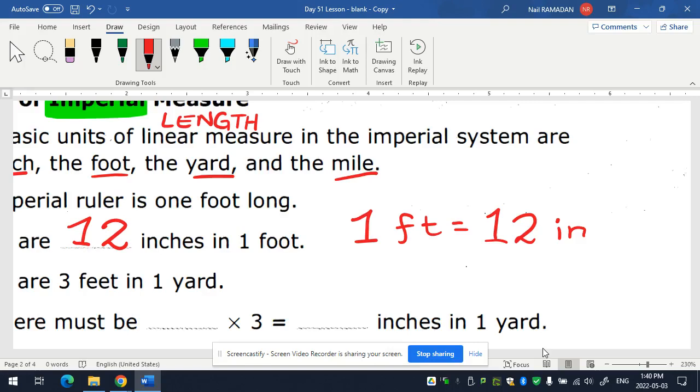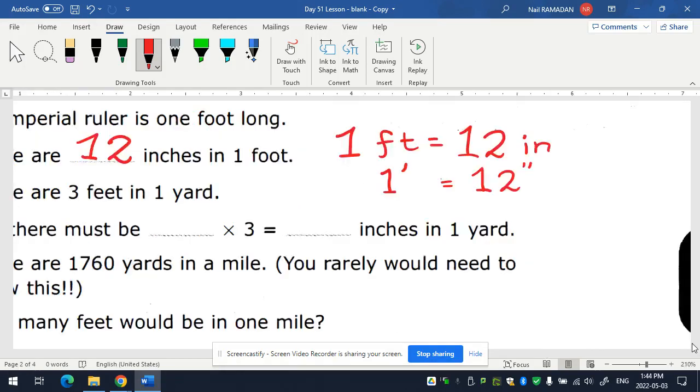If I ask you how tall is Mr. Ramadan, he is 5'9". So 5 what and 9 what? 5 feet, 9 inches. So that means 1 foot equals what? 12. So remember, single dash for feet, two dashes for inches. Let's call them dashes, easier.